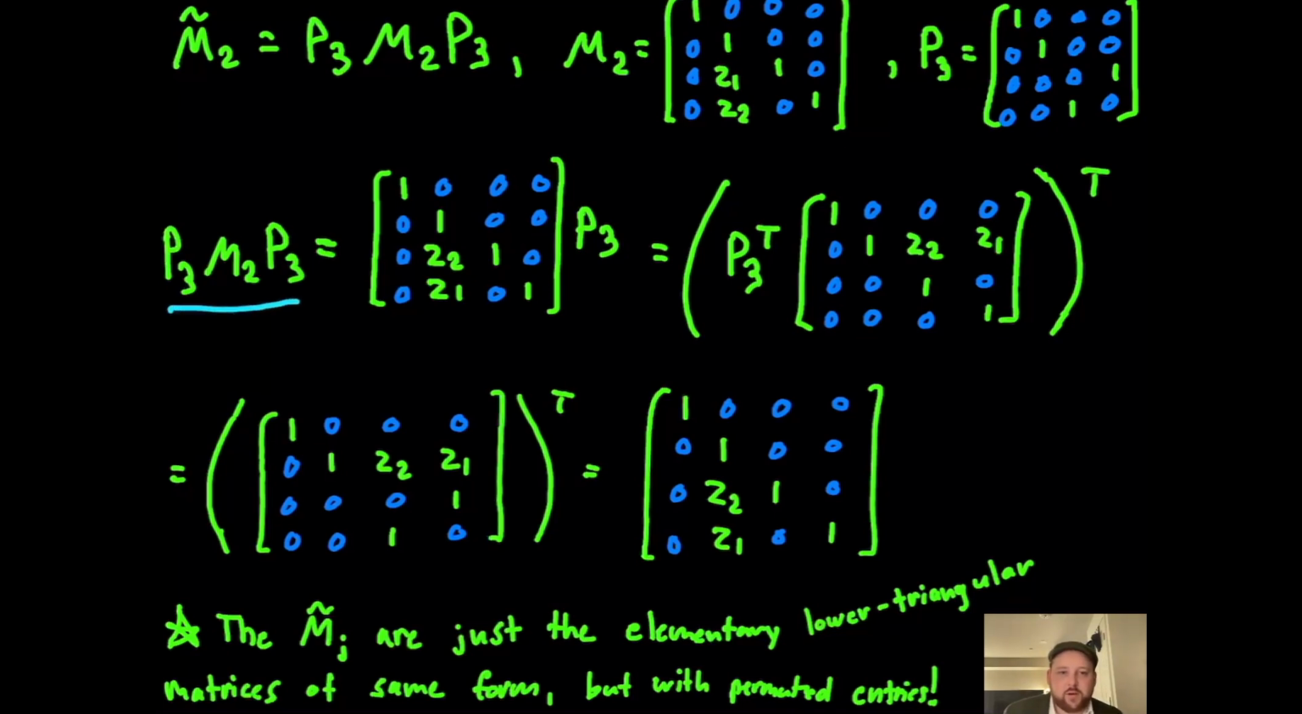I'm going to take P3, P2, P3. I'm going to start multiplying it out, right? So P3 times M2, looking at how it looks here, just swaps the fourth and the third row, right? That's all that P3 does. So this matrix here is equal to P3 times M2. So I swapped the third and the fourth rows to get here.